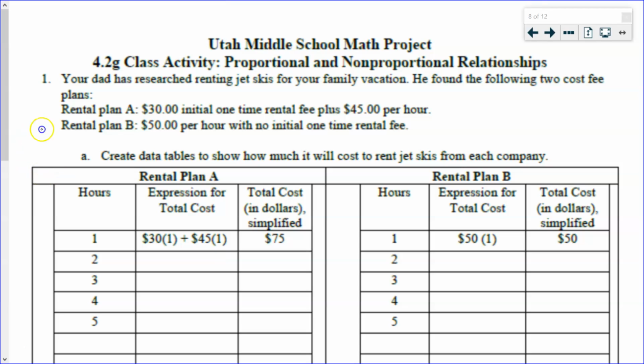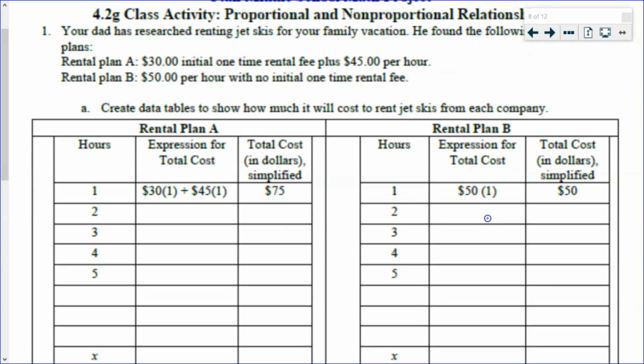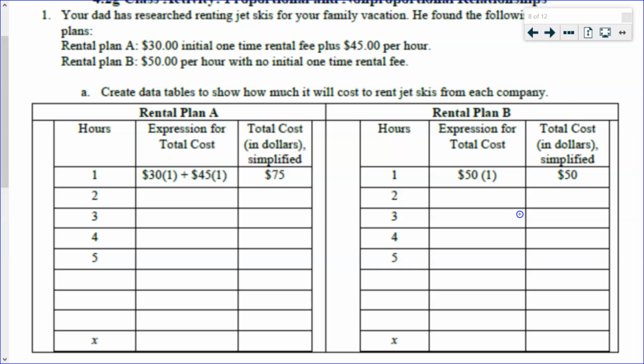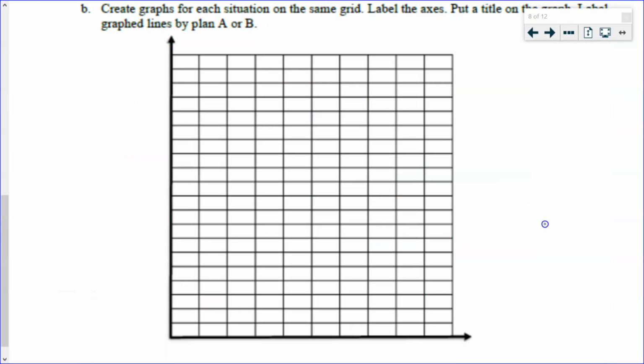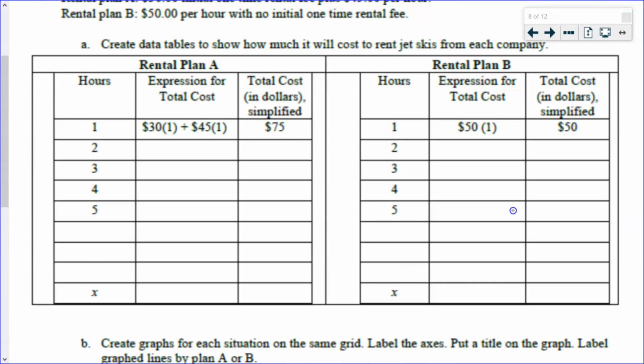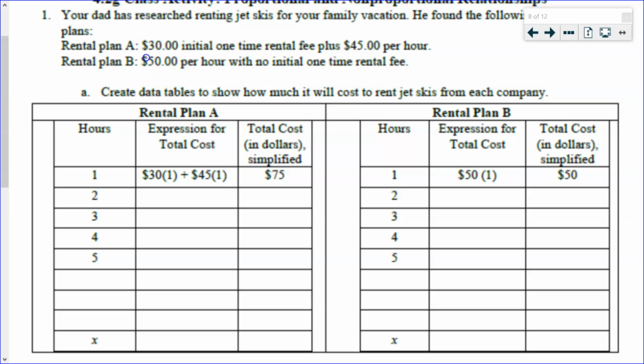Let's focus right now just on rental plan B. I'm going to be color coding and using two different colors. Rental plan B, I'm going to be doing in blue just to keep things nice, neat, and organized, because down here later on we're going to be graphing both rental plans on the same set of axes. So color coding now will be helpful later on. Rental plan B is $50 per hour with no initial one-time rental fee.